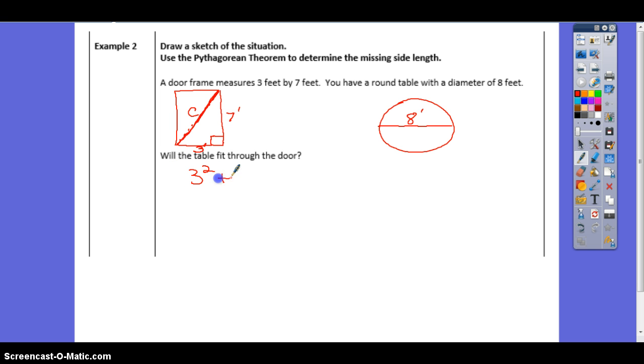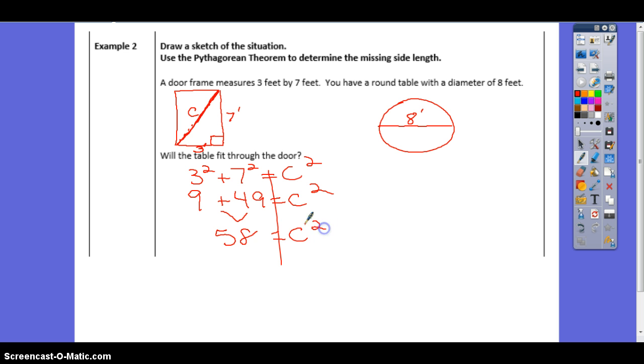It's 3 squared plus 7 squared. Let's find out what that diagonal is. What is 3 squared? 9 plus 49. Add these together, I get 58. Square root, rounded to the nearest tenth, C equals what? 7.6 feet. 7.6 feet. So we know this is 7.6 feet.